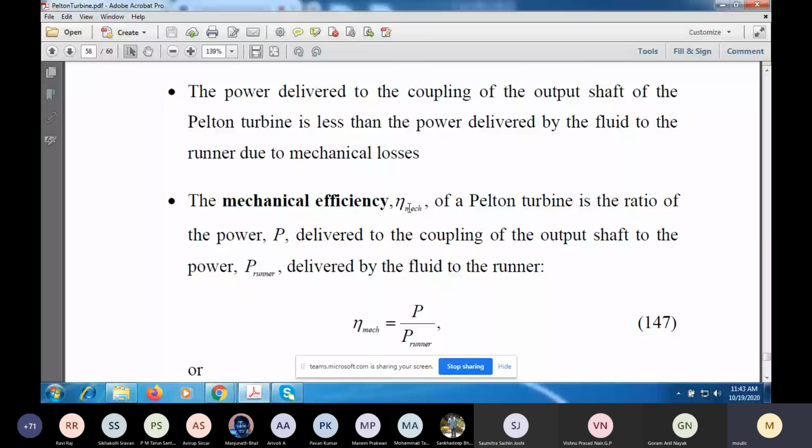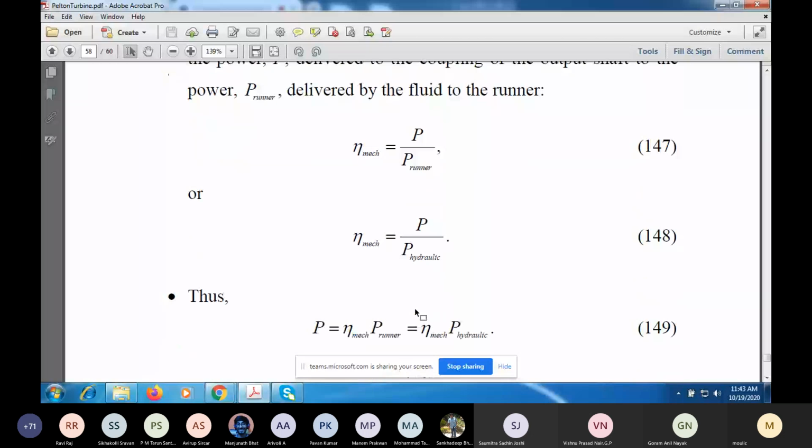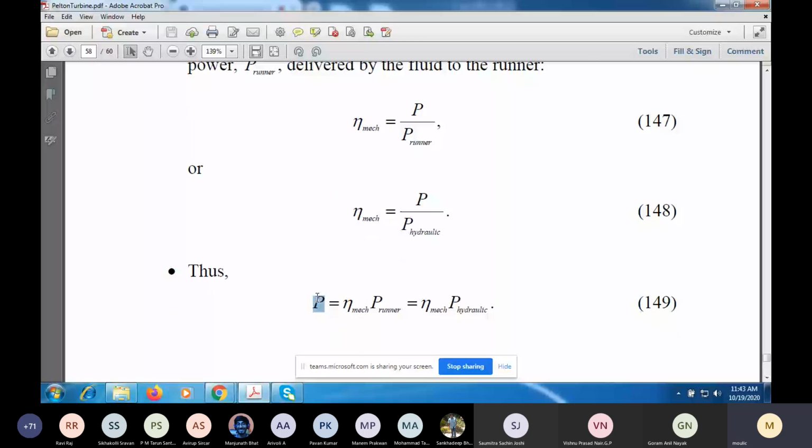It is the ratio of the power, which I'm calling P, which is delivered to the coupling of the output shaft to the power delivered by the fluid to the runner, or the hydraulic power. So the actual power that is given to the electric generator, the shaft at the input to the electric generator, is eta mech into P runner. Sometimes we may use eta m for brevity, but here I've written eta mech. So eta mech times P hydraulic will give you the power that is delivered to the coupling of the output shaft.